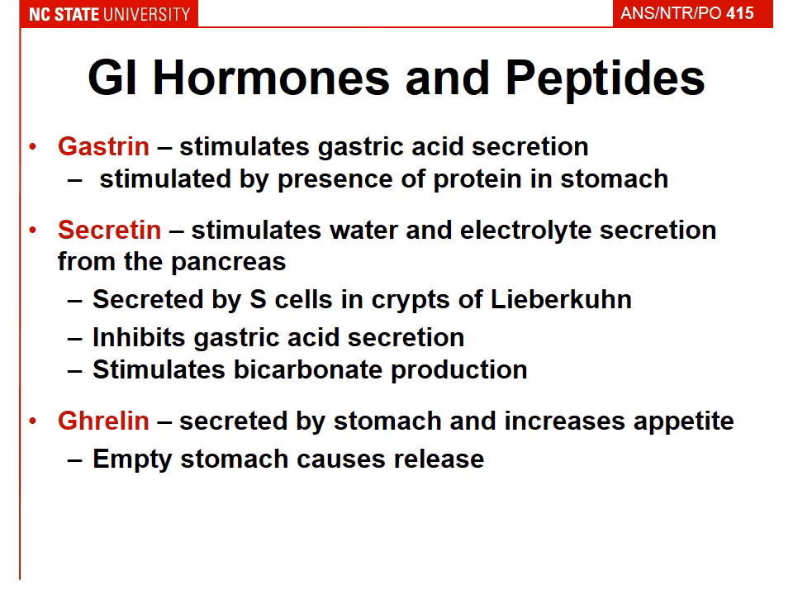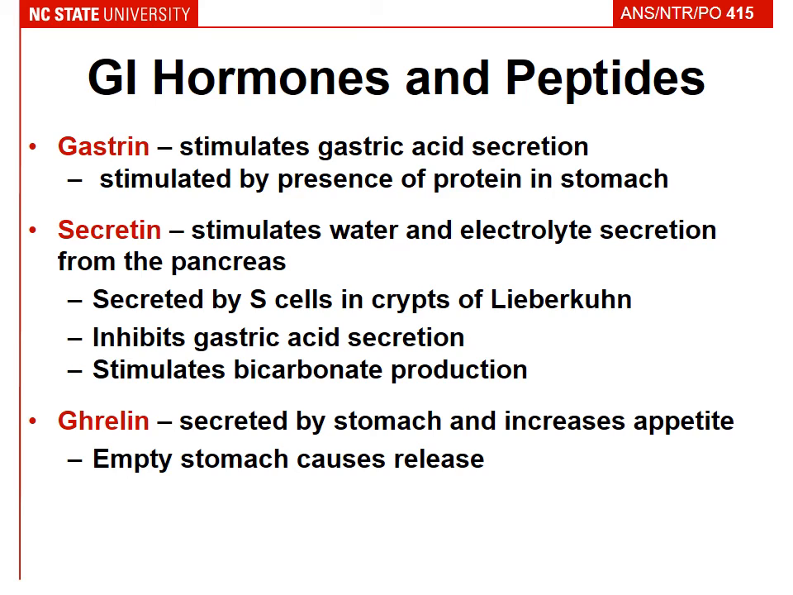So because it's controlling the pH within the duodenum, if the pH is really low, we want to decrease or inhibit the gastrin from causing any more hydrochloric acid to be secreted. So secretin will actually inhibit gastrin, and it stimulates the release of bicarbonate from the pancreas.